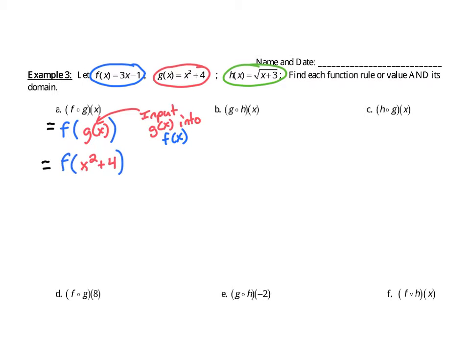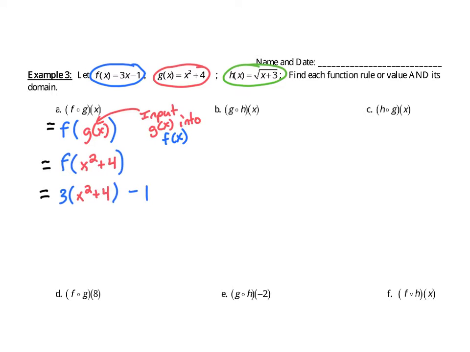I start by writing it in the alternative notation f of g of x so that you can better see that g of x is the input function. This is what we will substitute into the function f. So I've replaced g of x with x squared plus 4, and I must plug that in for the function f wherever I see the variable x.